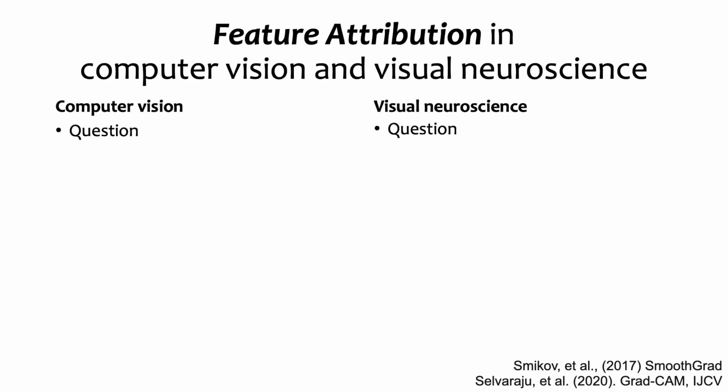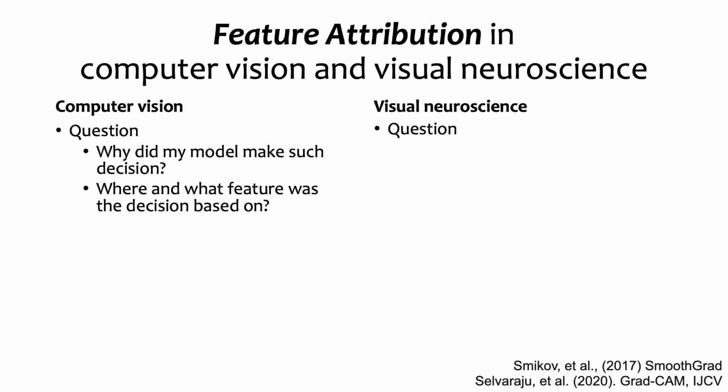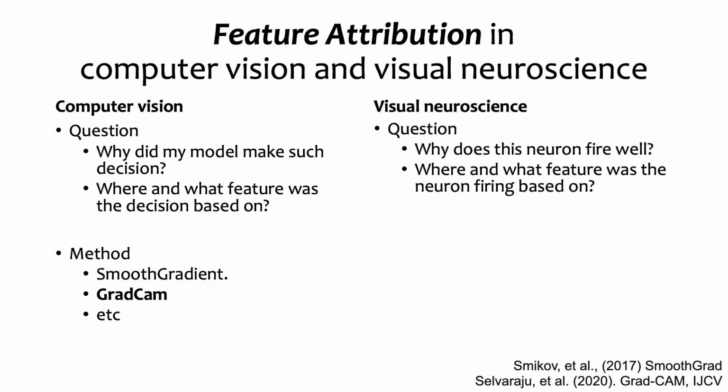This is actually a very common problem in both computer vision and visual neuroscience. In computer vision, people ask why did my model make such decisions? Like, why did it classify this cat as a cat, and what kind of features is the decision based on? People developed interpretability methods like SmoothGrad, Grad-CAM, etc. In visual neuroscience, people ask other types of questions that come down to the same underlying thing: why does this neuron fire, and where, and what features is the neuron's firing based on? People have used things like receptive field mapping to answer these questions.